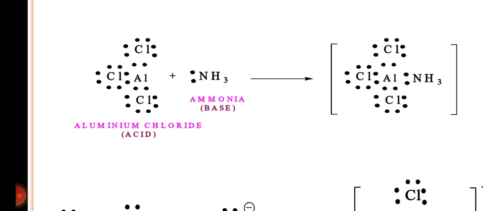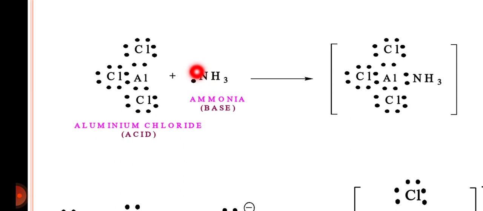Let's look at this example. This is AlCl3, that means aluminium chloride. Like BF3, here the central atom aluminium is surrounded by only 6 electrons, these electrons. So to complete the octet, it is in need of a pair of electrons. So it can accept a pair of electrons. That's why aluminium chloride is acid in nature.